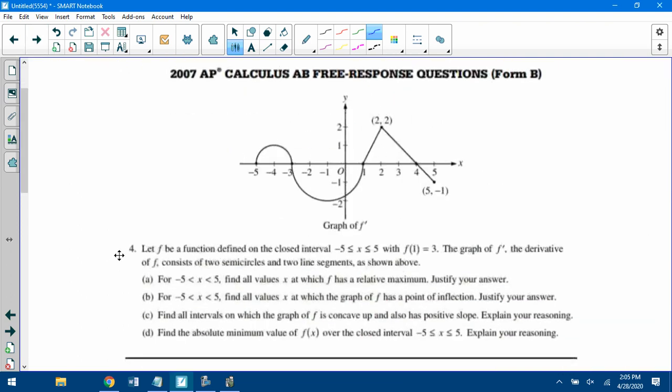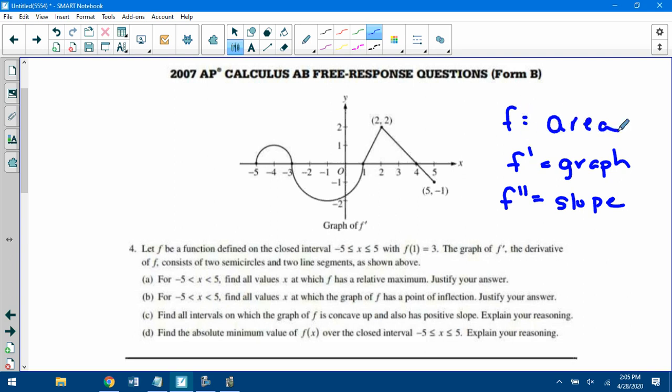One of these again. Let f be a function defined between -5 and 5 with f of 1 equals 3. The graph of f prime, the derivative of f, consists of 2 semicircles and 2 line segments shown above. Immediately, I'm going to write what I do on all of these. f prime equals the graph, which means f double prime equals the slope of the graph. And f equals the integral, going backwards. Integral means the area. Okay, keep that in mind.